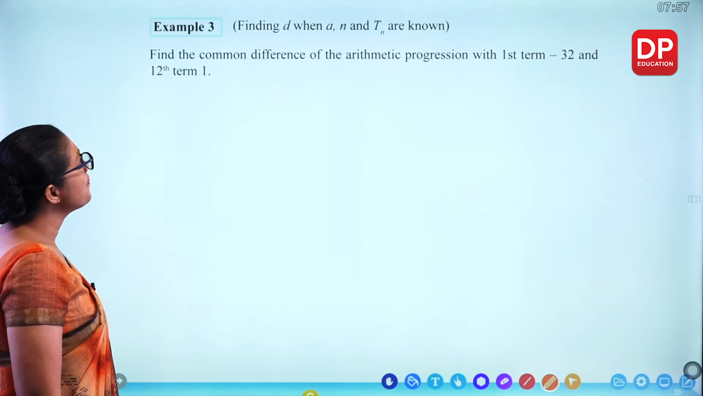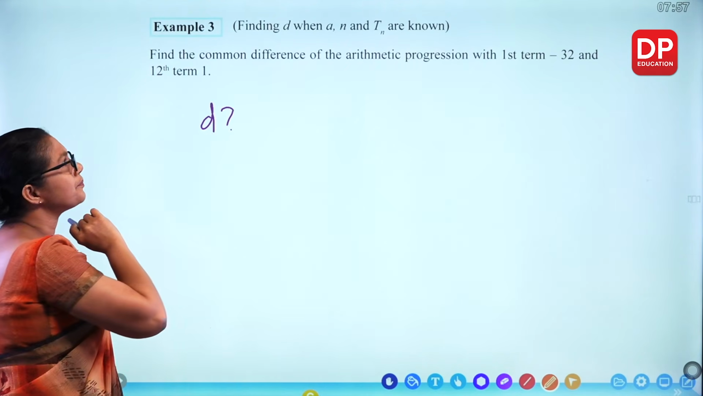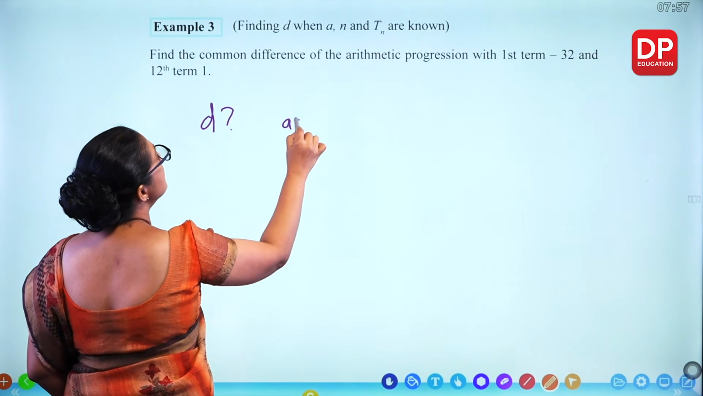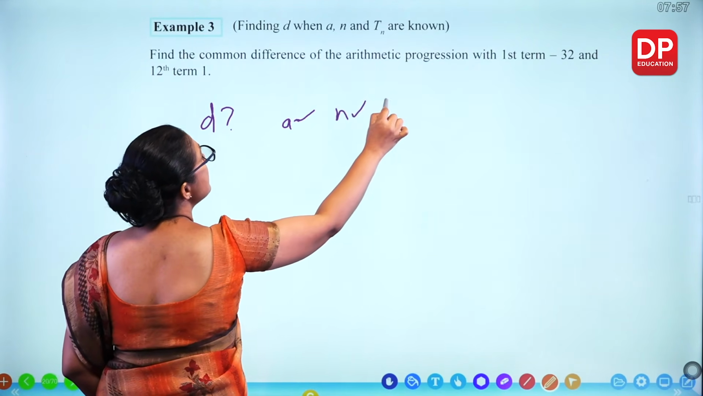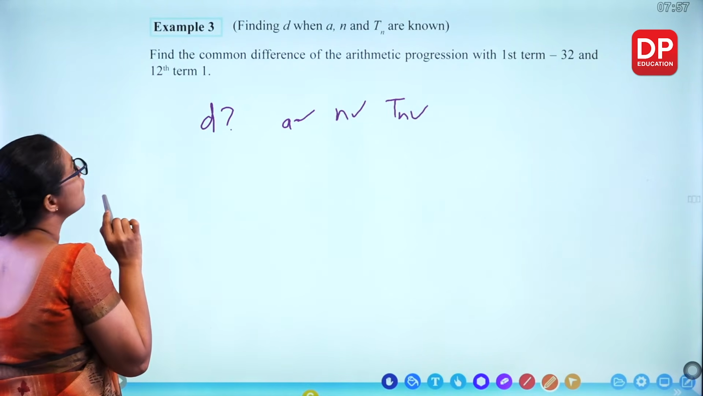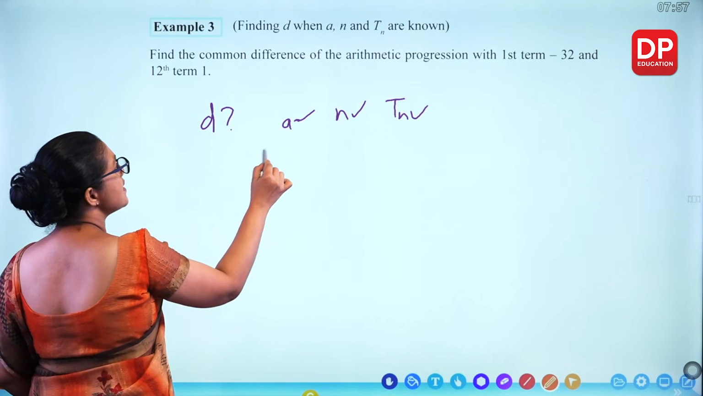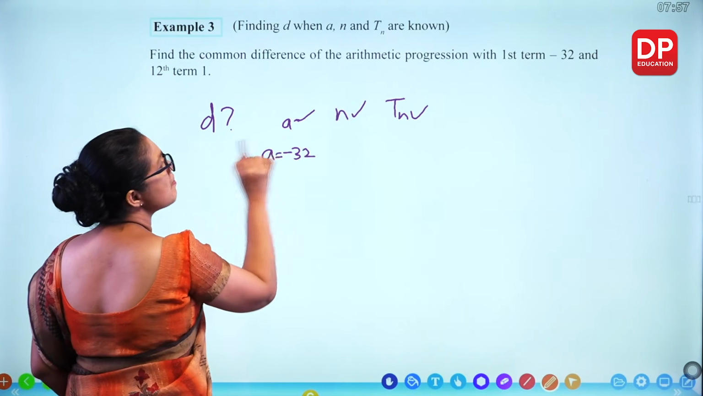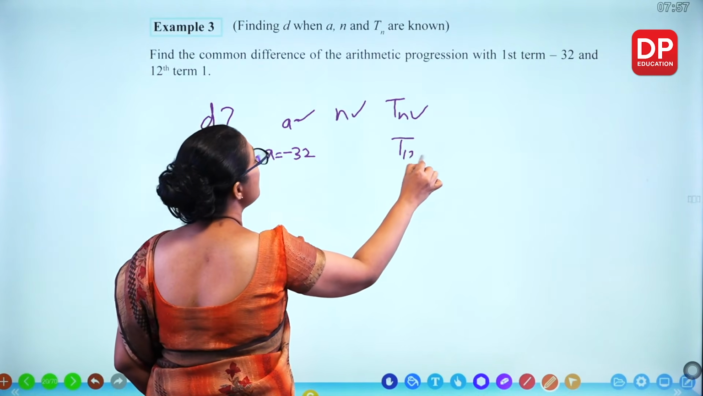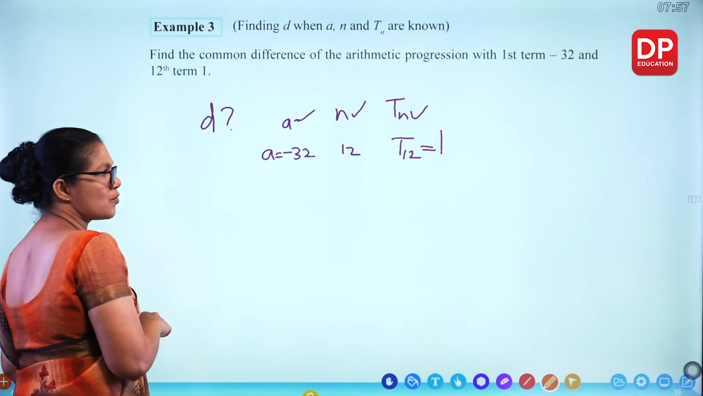Example number 3, finding D. Now we need to find out D. You have given A value, N value and nth term value. What are the values? Find the common difference of the arithmetic progression with first term minus 32. A equals minus 32 and 12th term, T12, is given 1. So that means N is 12.